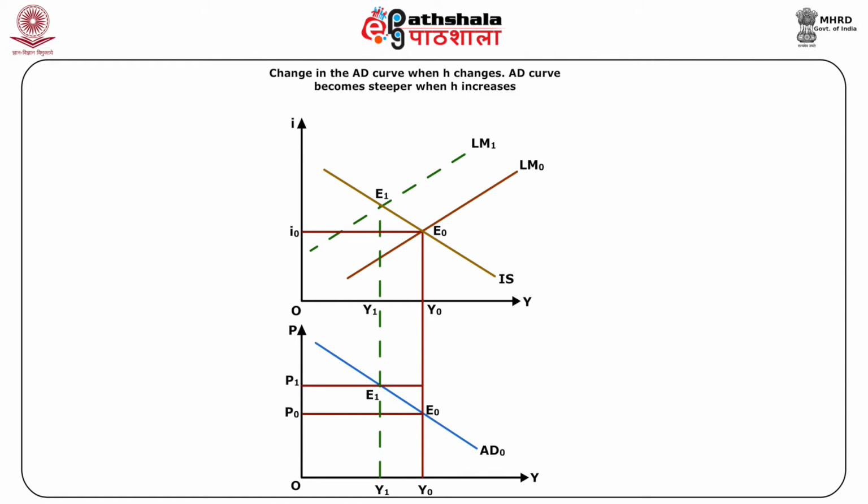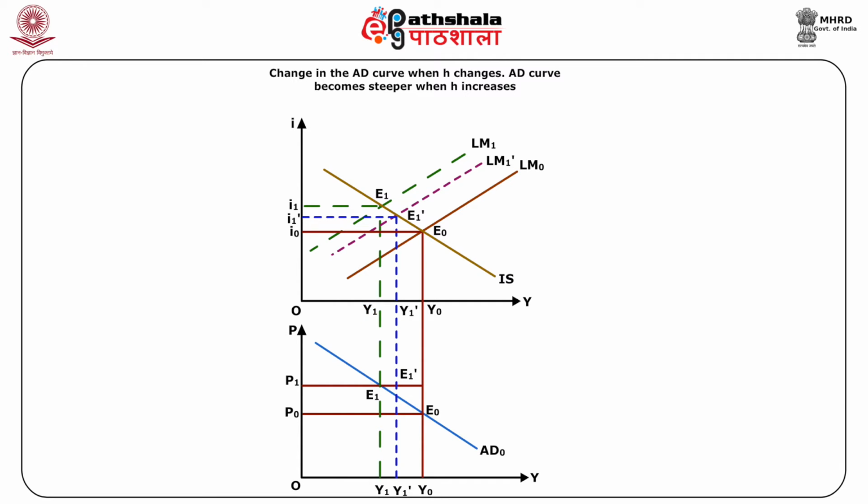However, if in this process interest responsiveness of money demand, which is H, increases, rather than LM curve going all the way to LM1, it ends up moving upwards only to LM1 dash. Interest rates do not increase up to I1 but only up to I1 dash. Hence, output and spending decreases to Y1 dash rather than Y1.